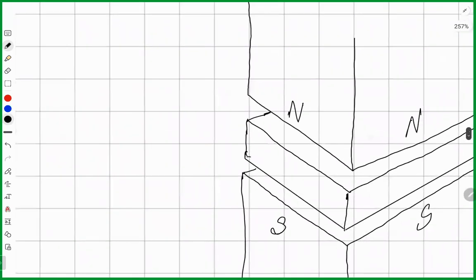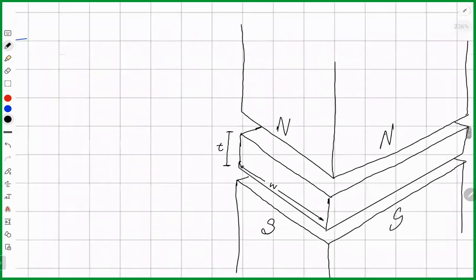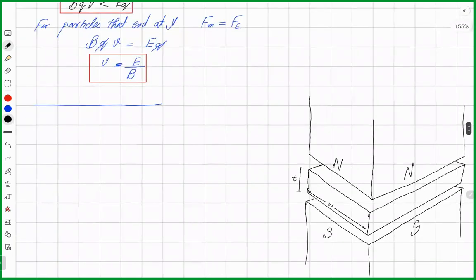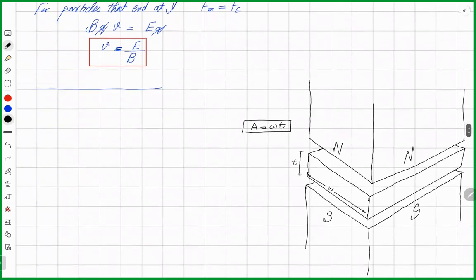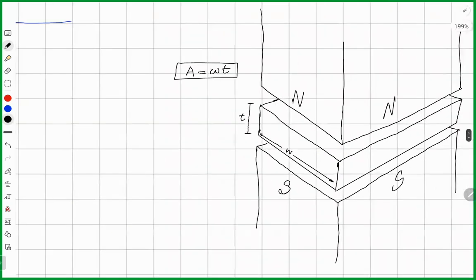This is the width of the metal strip. This is the thickness of the metal strip. So the cross-section area will be WT. Now listen, pay attention over here.